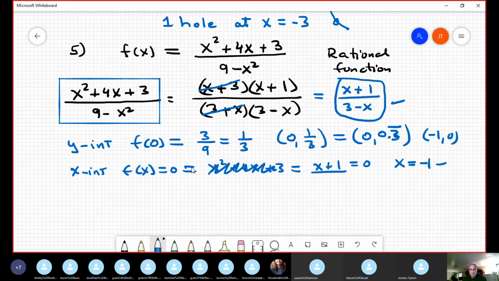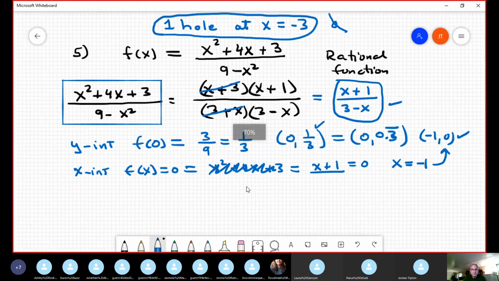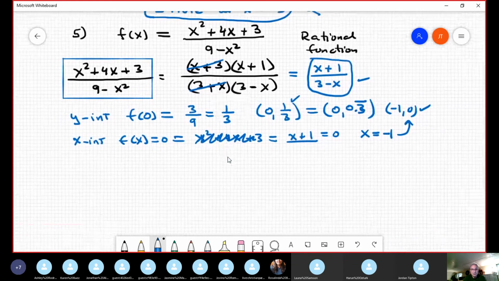Okay, so now, in this moment, we have one hole at -3. We have one y-intercept in this point, and one x-intercept in this point. Okay, we are doing well.